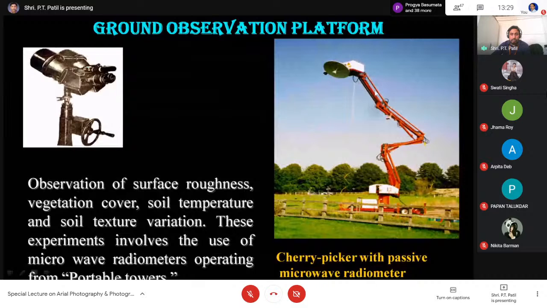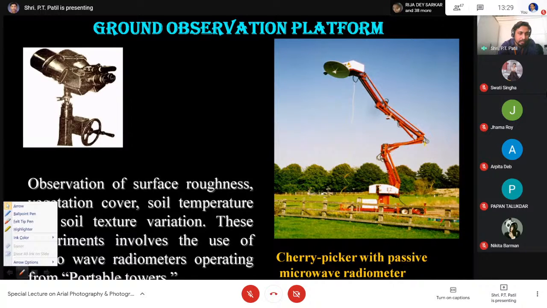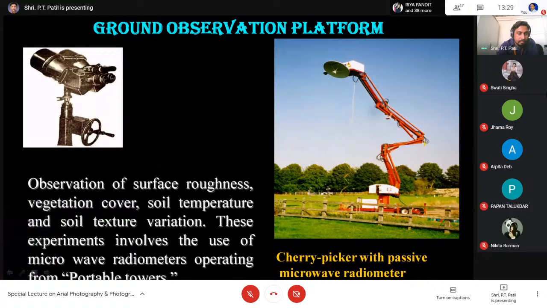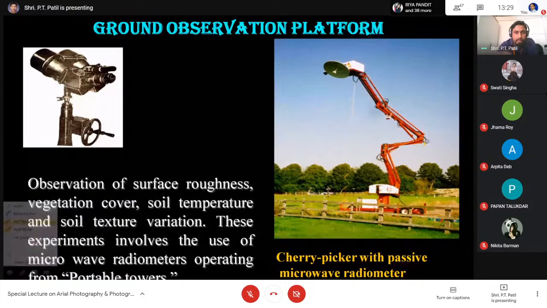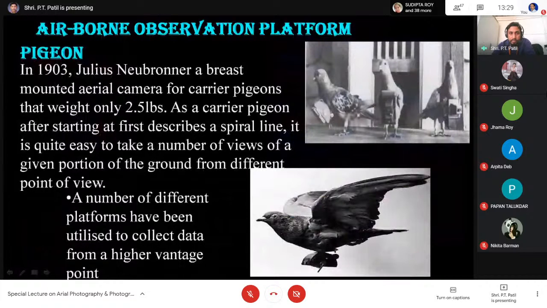So this is the ground borne platform. Generally, for microwave remote sensing, cherry pickers are used. Here the sensors were mounted, and with the help of those sensors, aerial photographs were taken. So here the sensors were mounted, and this is the cherry picker which is on the ground. So it is the ground borne platform, and a photograph taken with the ground borne platform is known as an aerial photograph.